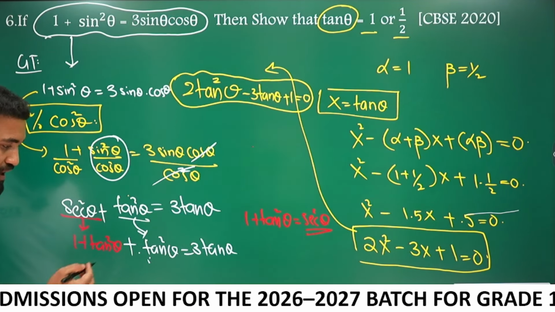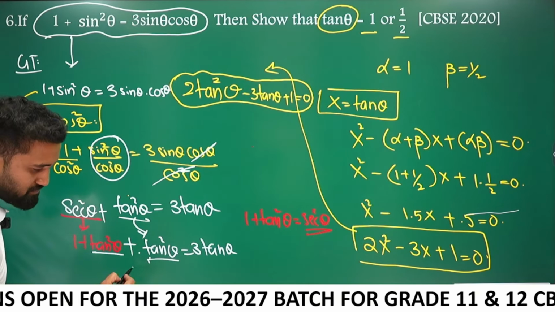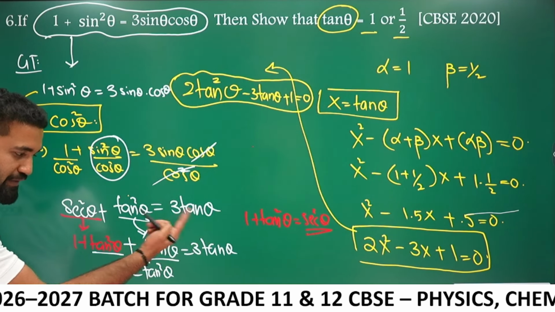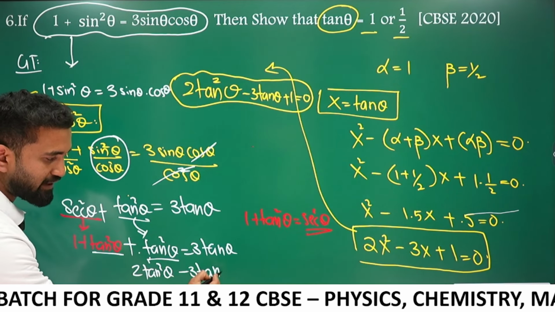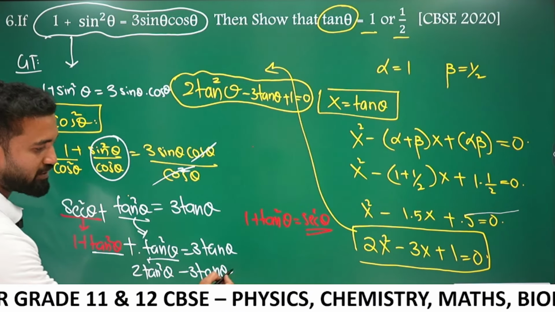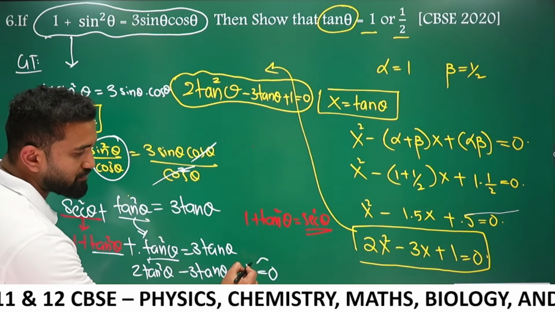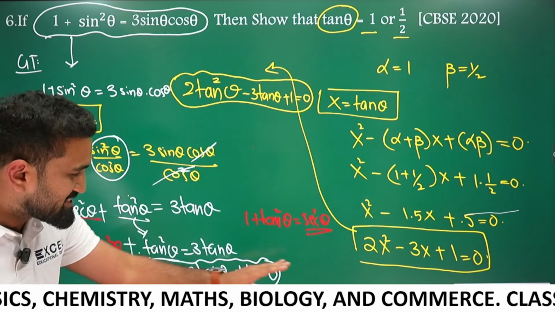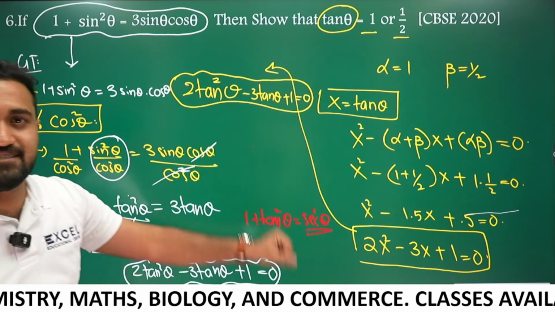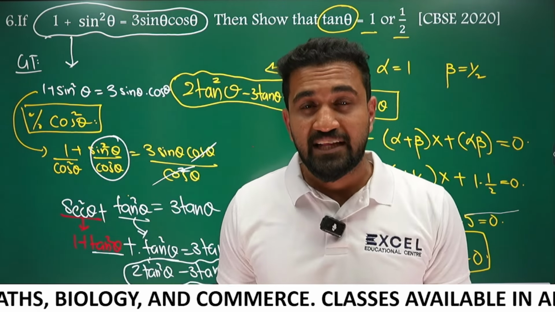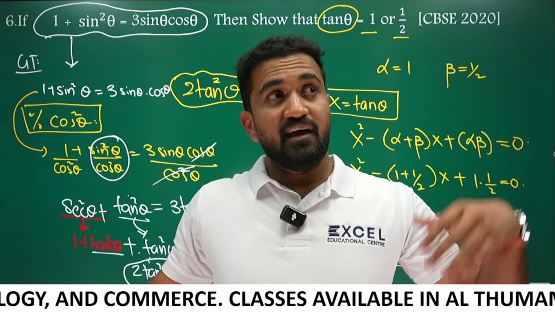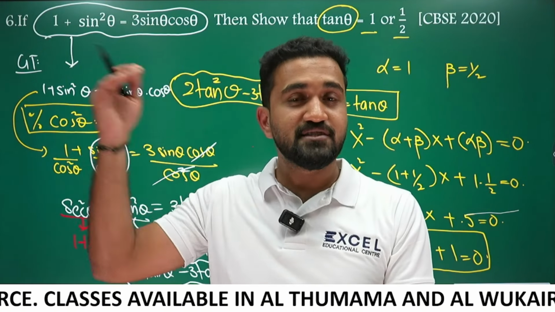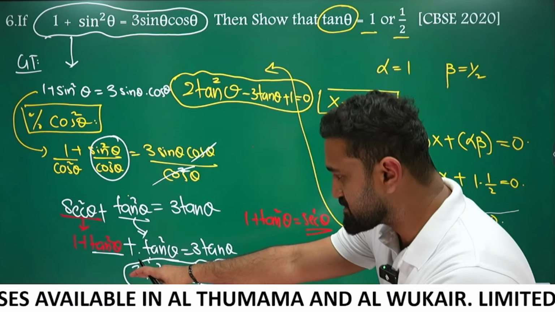Got it? Now, tan square plus tan square, 2 tan square theta. Now 3 tan theta will be taken here, so that minus 3 tan theta. Okay, now there is 1 plus 1 is equal to 0. Gentlemen, are you able to generate something which we required here? Yes. So that's how sometimes the reverse psychology of moving from RHS to LHS will help you instead of moving from LHS to RHS. Got it? So you got something like this.